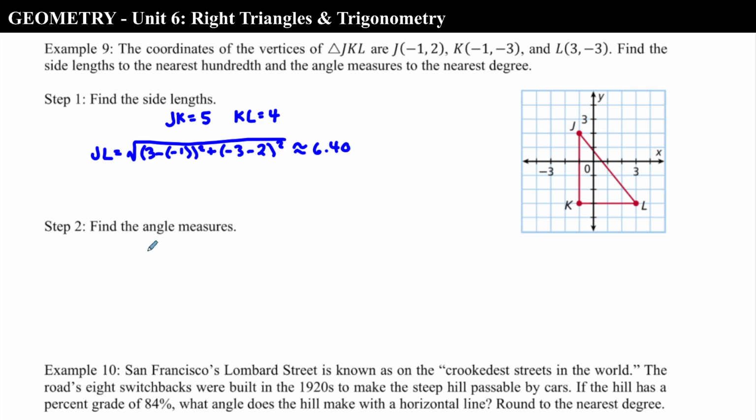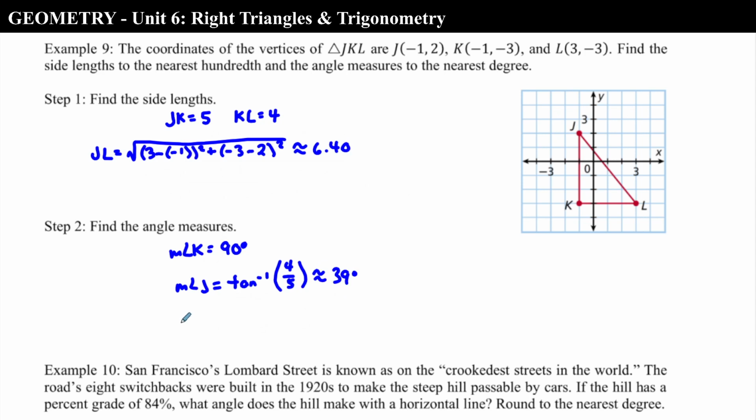Now let's find the angle measures. Well, the measure of angle K is easy because that's just 90 degrees. That's our right angle. The measure of angle J, we're going to use trig for. Again, we cannot use our hypotenuse because that's approximated, so we have to use JK and KL. So if we want to find the measure of angle J, we're going to go opposite over adjacent. So we'll be using arctangent here. Arctangent of opposite over adjacent, which is 4 over 5. Put that in your calculator and you get approximately 39 degrees.